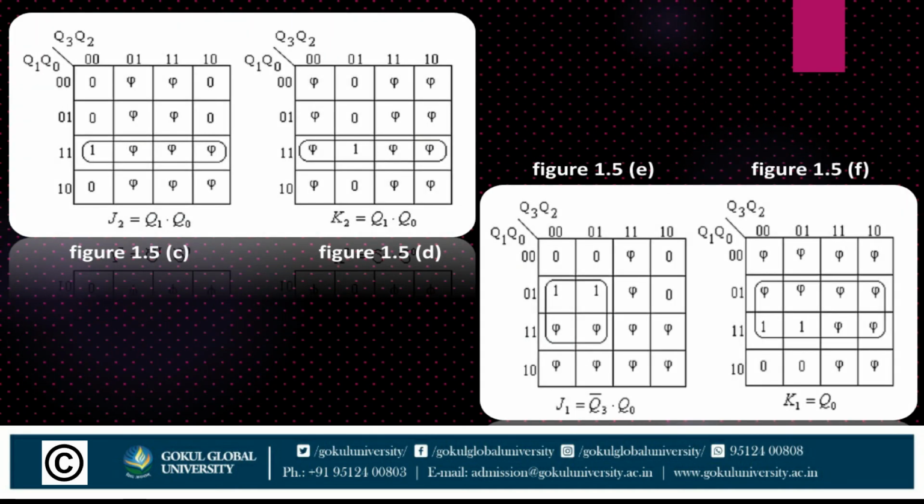Next, here figure 1.5c is the Karnaugh map for J2 is equal to Q1 dot Q0, and figure 1.5d is the Karnaugh map for K2 is equal to Q1 dot Q0, available here. Here the figure 1.5e is for J1 is equal to Q3 bar dot Q0, and figure 1.5f is for K1 is equal to Q0.